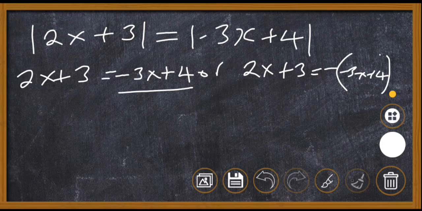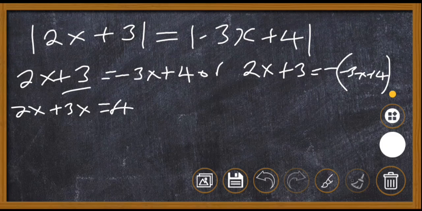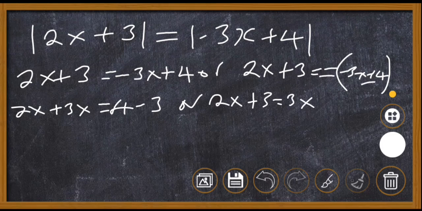For this one, we have this which has x and this which has x, so we can collect the like terms. We're going to have 2x. When this comes to the left side, it becomes positive 3x equals, here we remain with 4. When this comes to the right side, it becomes negative 3. Or here we have 2x plus 3 equals, this negative multiplied by the negative inside the brackets gives positive 3x, and this negative multiplied by positive 4 gives negative 4. So let's simplify. This 2x added to 3x gives 5x equals 4 minus 3. When we subtract, we have 1.